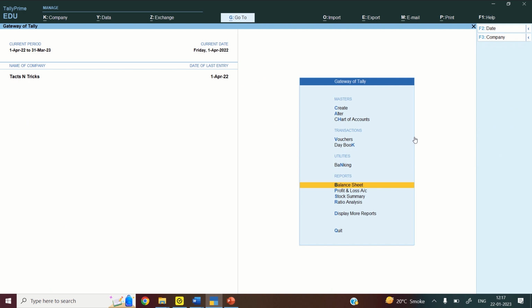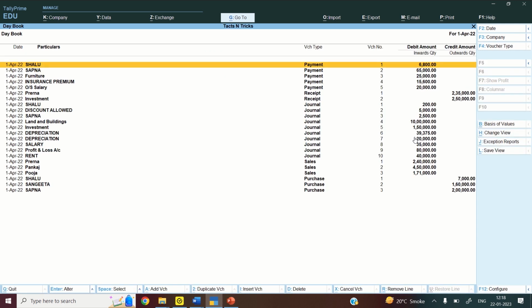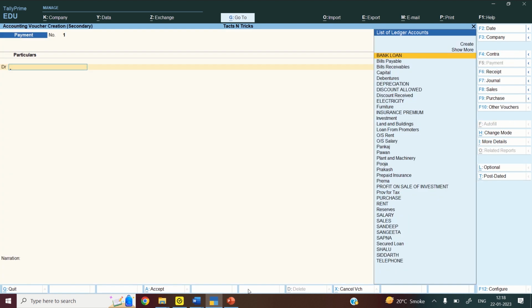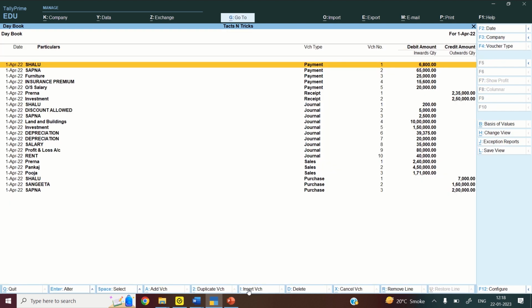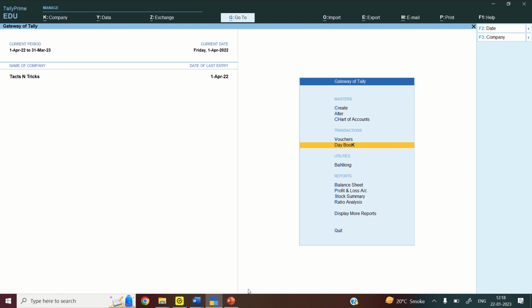Now, if you want to see your vouchers, and if you have made any mistake in your vouchers and you need to correct it, then you can go to the daybook. In the daybook you can see all your vouchers, and if you feel any mistake is done in any voucher or you want to alter the voucher, you can alter it from here, you can delete the voucher from here, and if you want to enter a new voucher, you can just press insert voucher and enter the voucher here. Okay, so I hope the whole sum is clear to you.